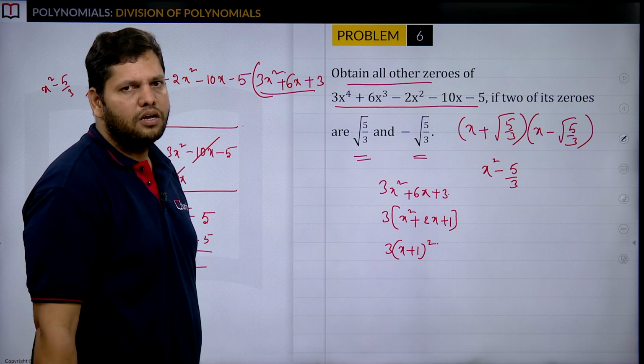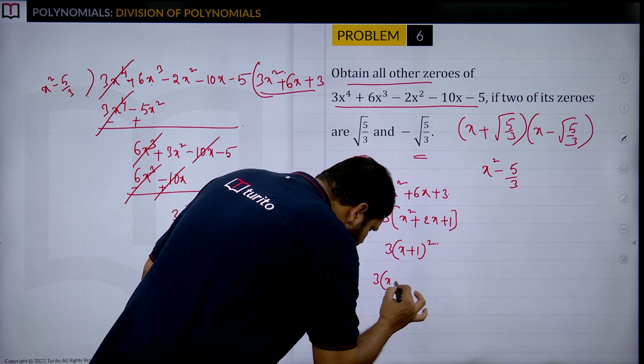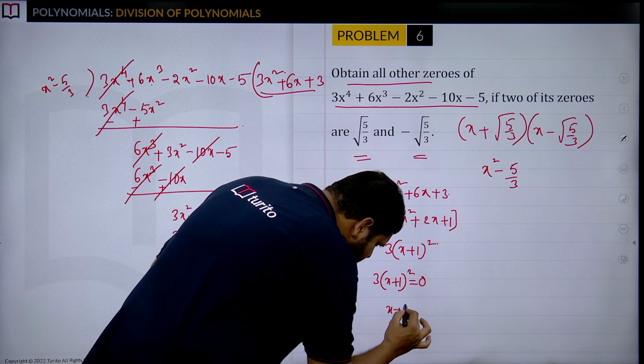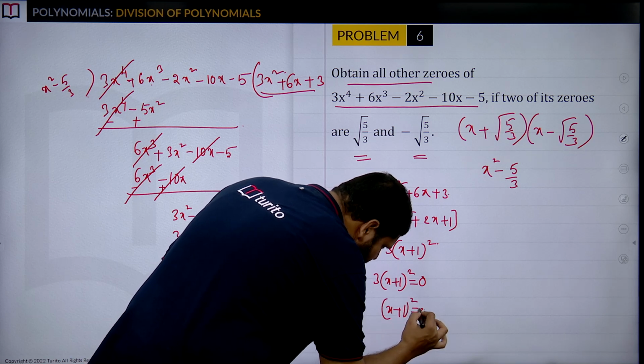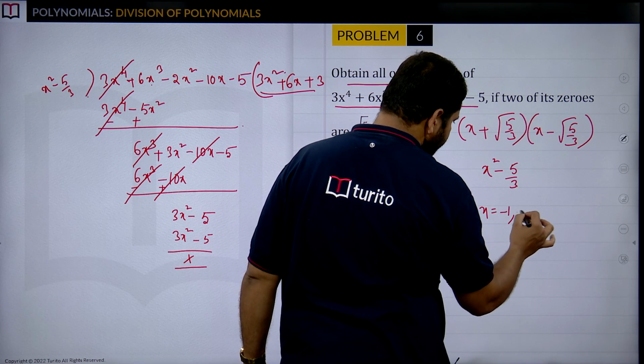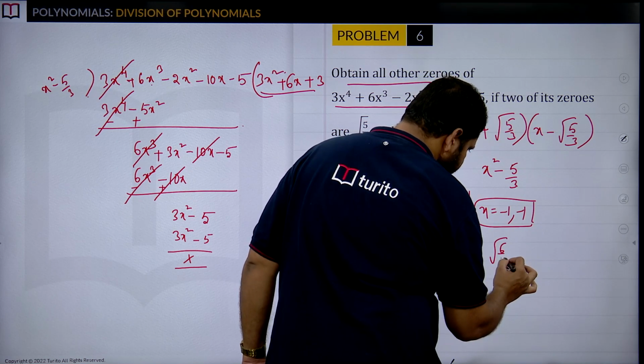Okay, children? But I want to find the zeros of the polynomial. So what we have to do? So 3 into x plus 1 whole square, write down equal to 0. Then what we can write, children? X plus 1 whole square equal to 0. Then x will satisfy two values, children. Then what is x equal to? Minus 1 and minus 1. Then remaining zeros are what, children? One is plus 5 by 3.